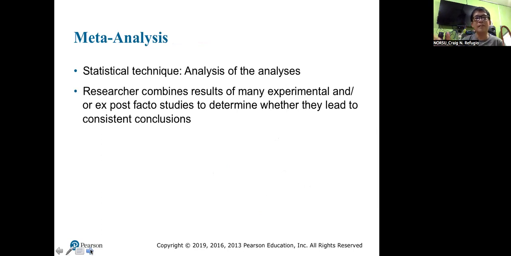Meta-analysis. It's a statistical technique, analysis of the analysis. The researcher combines results of many experimental and/or ex post facto studies to determine whether they lead to consistent conclusions. So when you look into different studies, and then you look at the analysis of those studies and combine all of those analyses, interpretations and findings of those studies, and then have also an analysis of those different analyses, those different findings, those different interpretations and conclusions, then you do meta-analysis.